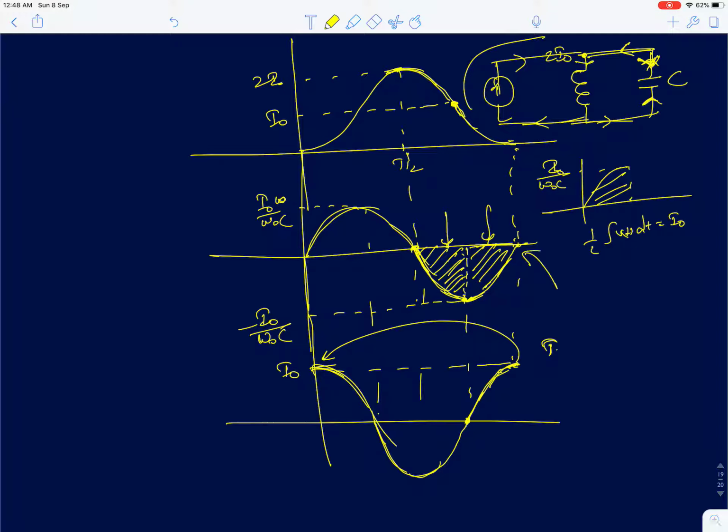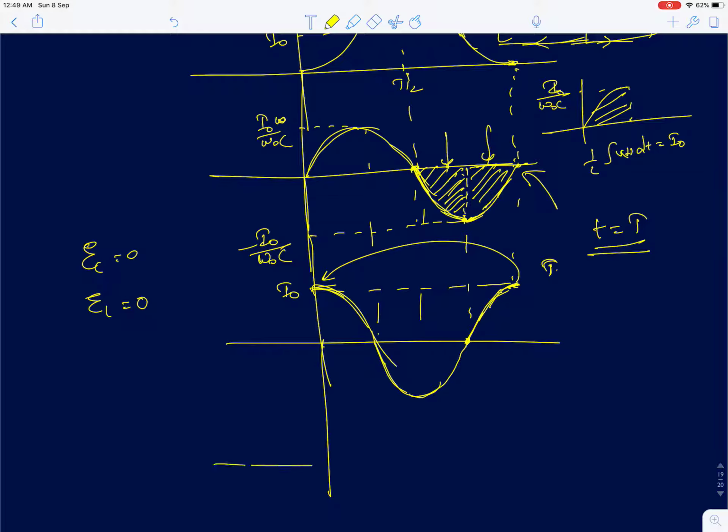At t equal to capital T, the capacitor voltage is 0 and the inductor voltage is also 0, but the capacitor current is at its maximum, I naught, and the energy stored in the capacitor is 0, and the energy stored in the inductor is also 0. So then where did this energy go? It's a purely lossless circuit. There are no dissipating elements in the circuit. Then where did the energy go? It actually goes into the current source itself.